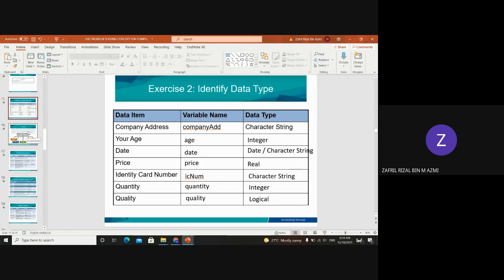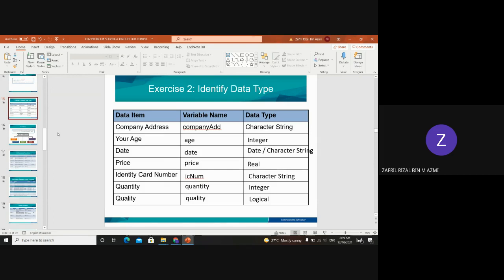Okay. So next, once you are already able to differentiate all types of data for your variable and constant, then you can start programming, sebenarnya dah boleh dah. You may start programming at the beginning, at the top of the program.